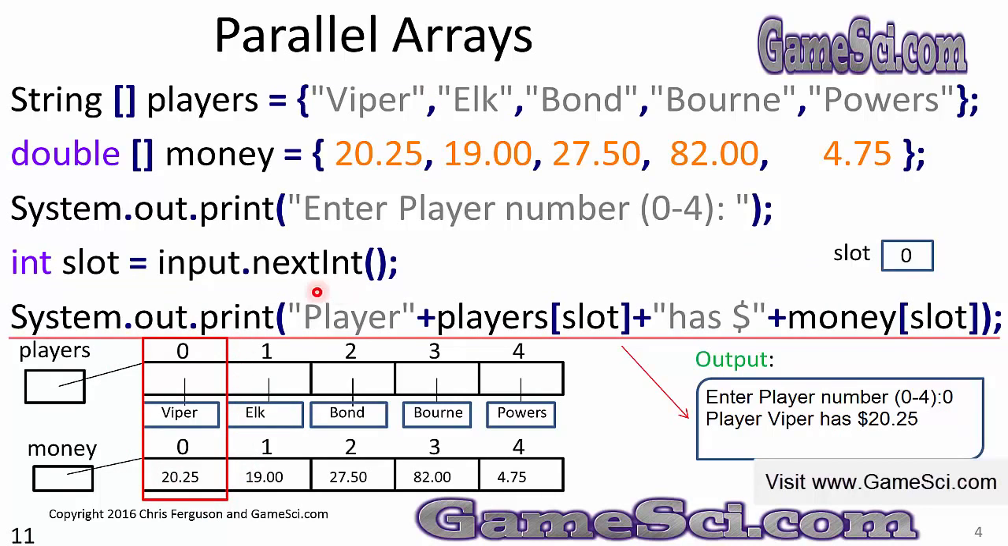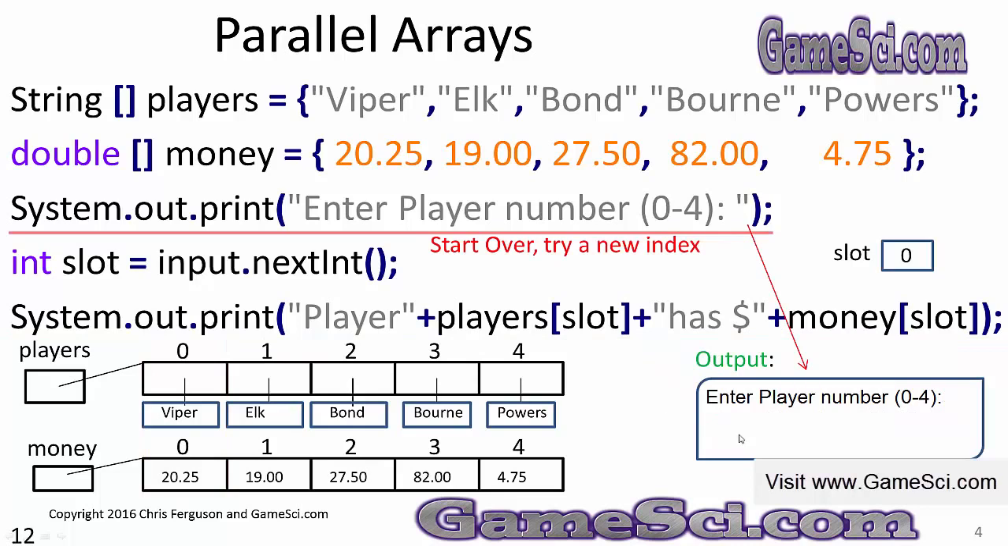I'll go to the player array first, and at position 0 it says we have a Viper in position 0. I will then look at the amount that the player Viper has by going to the parallel or second array money, and at position 0 of the money array it looks like Viper has $20.5.25. That's what I mean by parallel arrays. The index works for both. Let's try it one more time.